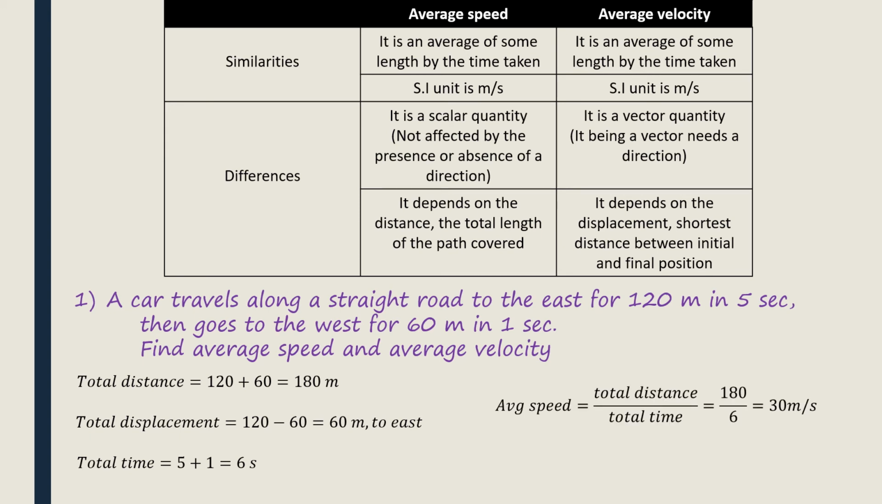So now when we have all this, we can find average speed, which is equal to total distance by total time, that is 180 by 6, that is 30 meters per second. Next, average velocity will be equal to total displacement by total time, that is 60 by 6, which is equal to 10 meters per second. Okay, so with this, I think it has already been very clear what it means by average speed and what it means by average velocity and all those concepts.